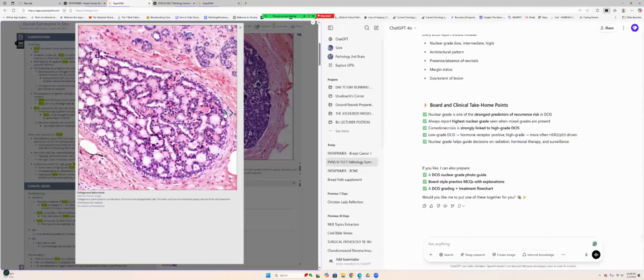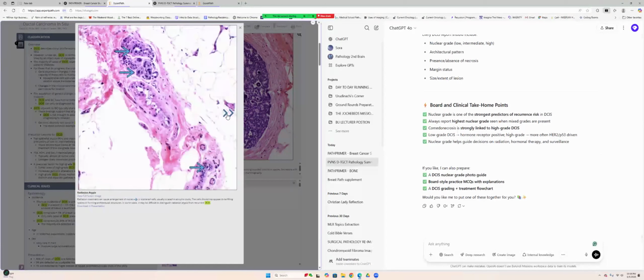Collagenous spherulosis is a proliferation of luminal and myoepithelial cells. The latter cells lie in circumscribed spaces that are filled with basement membrane-like material. We looked at it earlier.